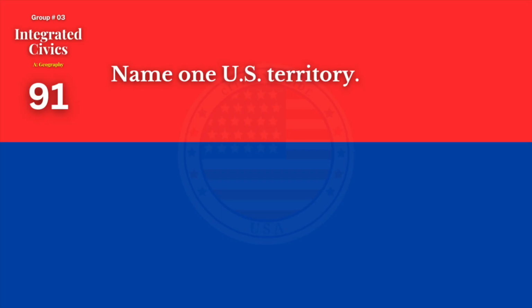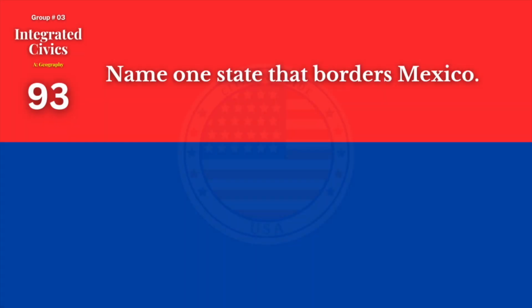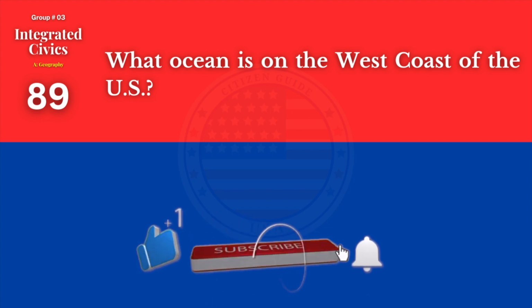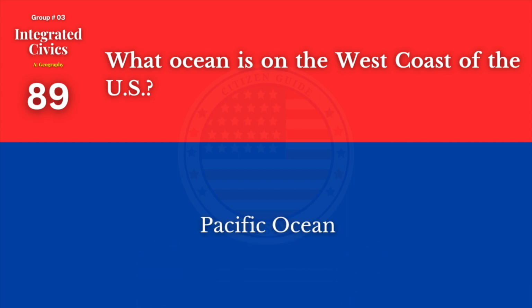Name one U.S. territory. Guam. Name one state that borders Mexico. California. What ocean is on the west coast of the U.S.? Pacific Ocean.